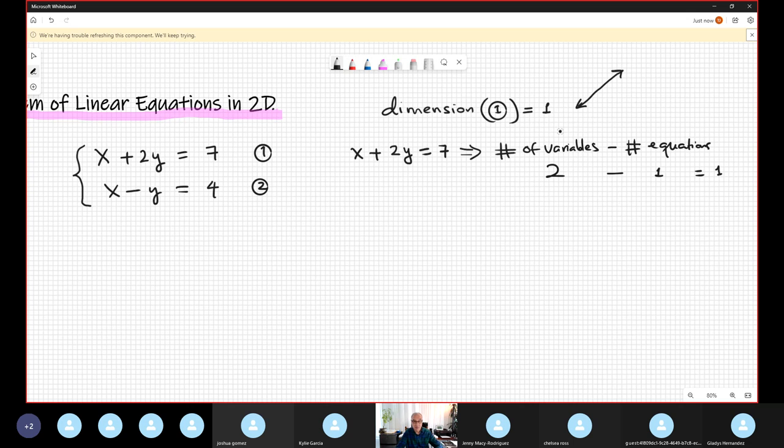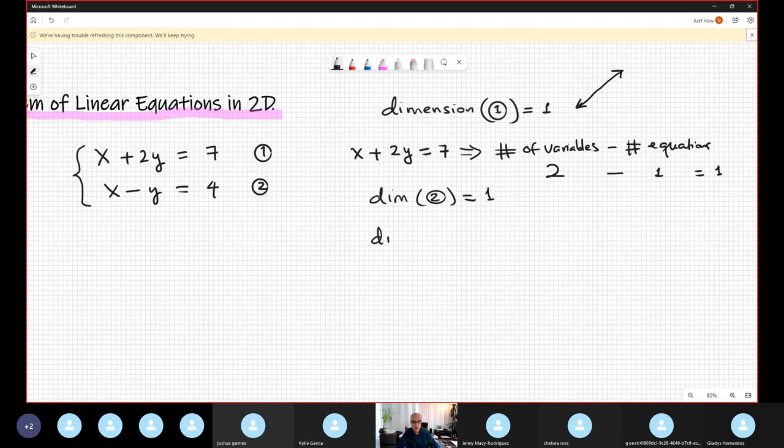A similar situation happens in the second equation. I don't want to repeat because it's the same idea. Let me call it an acronym like that, DIN, to indicate dimension. The dimension of equation two is also one, for the same reason.